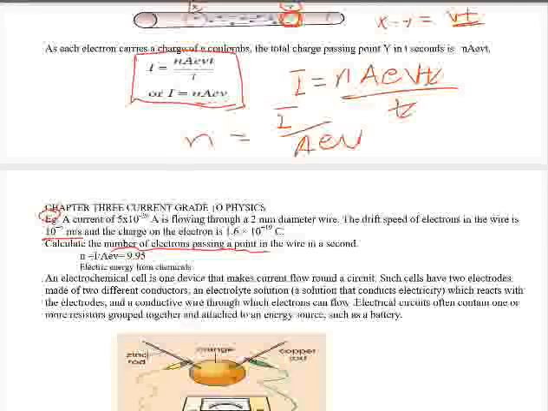And also here the diameter is given. When you calculate the area, since it is the cross-sectional area, you must use pi times r squared. If you find the area first and then substitute, you can finally get 9.95.